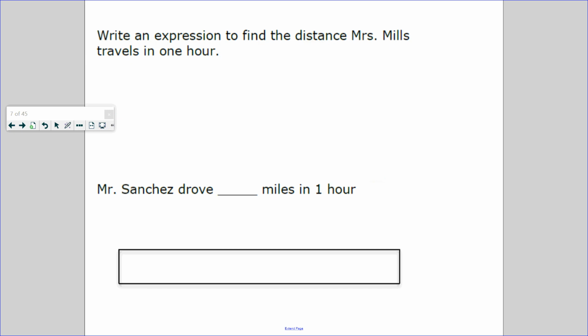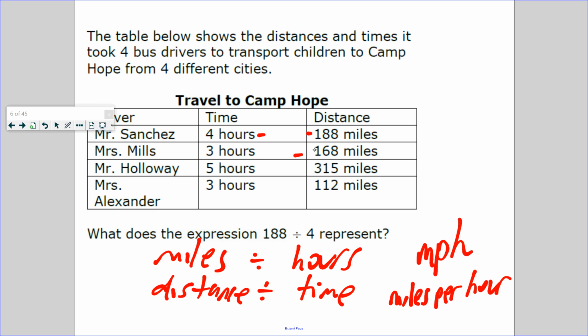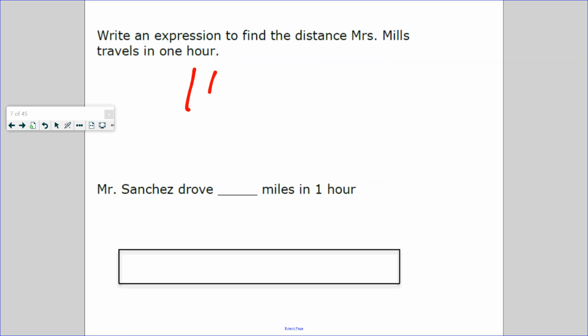So write an expression to find the distance Mrs. Mill traveled in 1 hour. So where's Mrs. Mill? Right here. She drove 168 miles in 3 hours. So we need to divide the 168 by 3 hours to find out how many miles she travels in 1 hour. So let's start our first question.